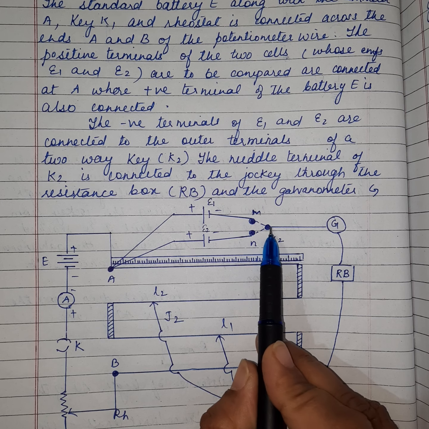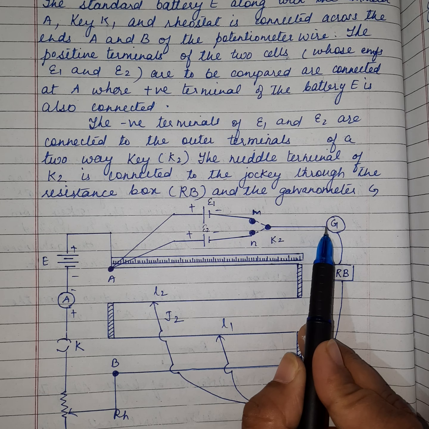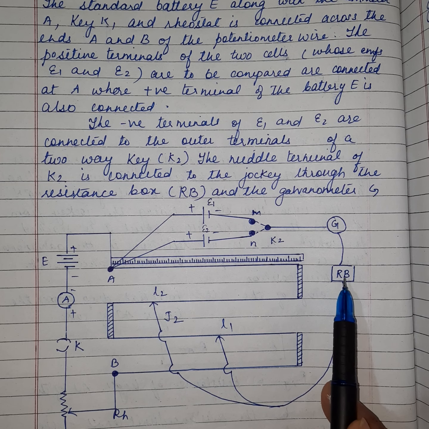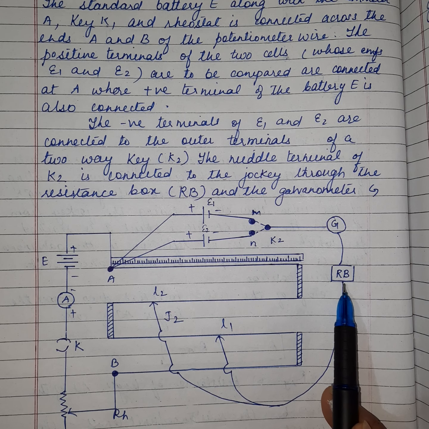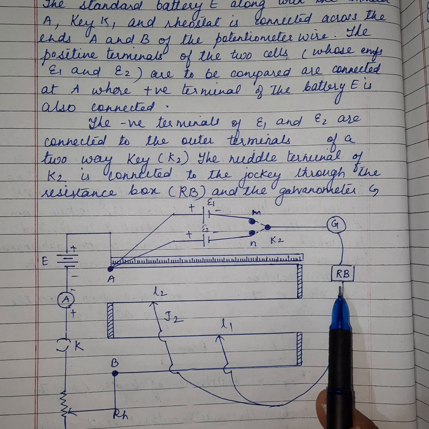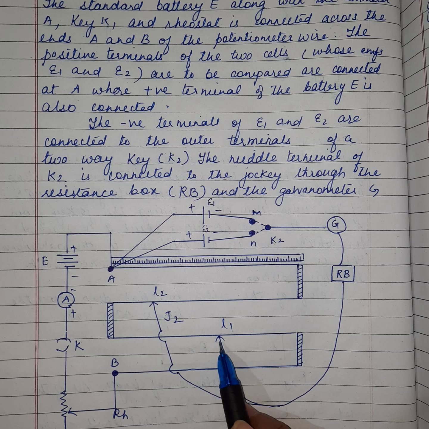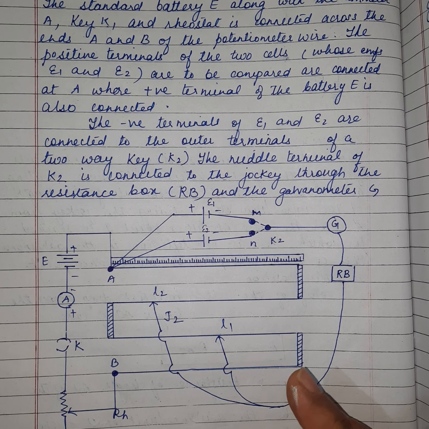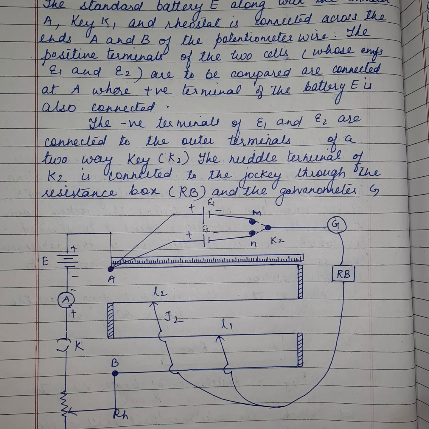And this K2 end is connected to a galvanometer. This galvanometer is further connected to a resistance box, and this resistance box is connected to a jockey which can slide over these wires. So this is the basic circuit diagram for the comparison of EMF of two cells.